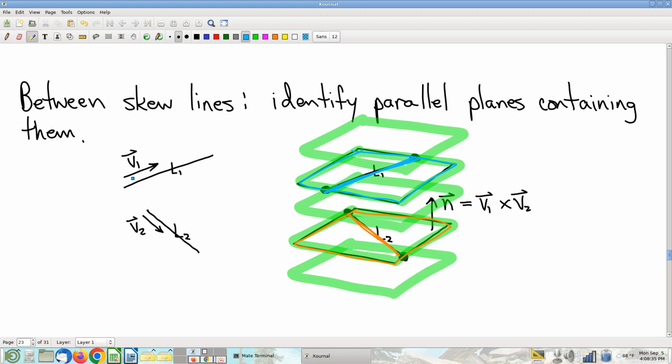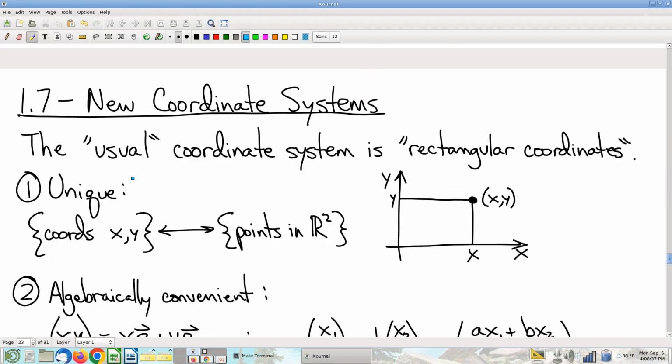All right, so that's a nice little trick move. Okay, so that's section 1.5. We're moving on to 1.7 now. We're going to talk about some different coordinate systems.